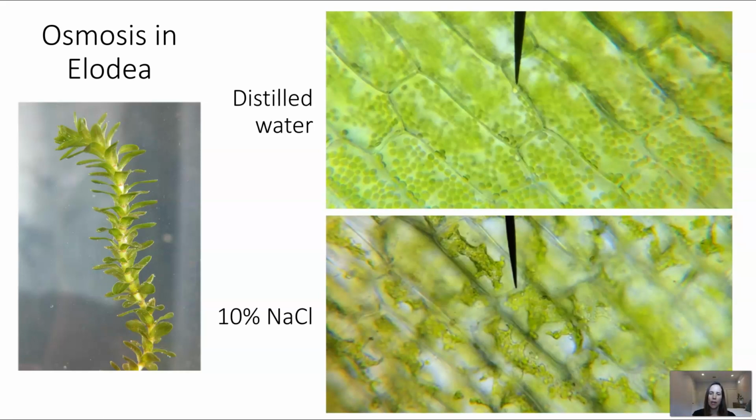Underneath that, in the lower diagram, this is when the Elodia was soaked in a 10% NaCl solution. And so in this case, the water flowed out. So we still have the cell walls, so there's still that rigid structure of the cell walls, but inside of that you can see that the membranes have kind of shrunk down. It also looks like a darker color because those chloroplasts, which are green, are now in a tighter space inside of each cell, so it looks like a darker overall color.